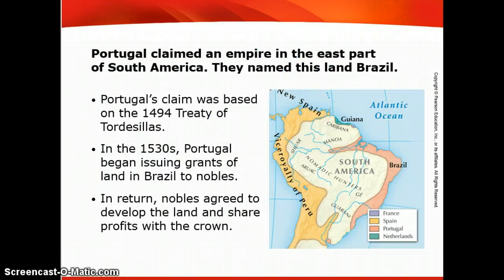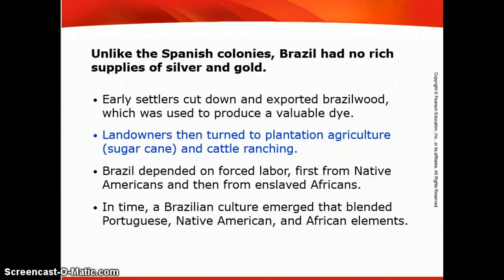Portugal claimed an empire in the east part of South America. They named this land Brazil. Remember the Treaty of Tordesillas and the line of demarcation gave Portugal Brazil. In the 1530s, Portugal began issuing grants of land in Brazil to nobles. In return, nobles agreed to develop the land and share profits with the crown. Initially, they are looking for silver and gold in Brazil the way the Spanish had found it in Mexico and Peru.